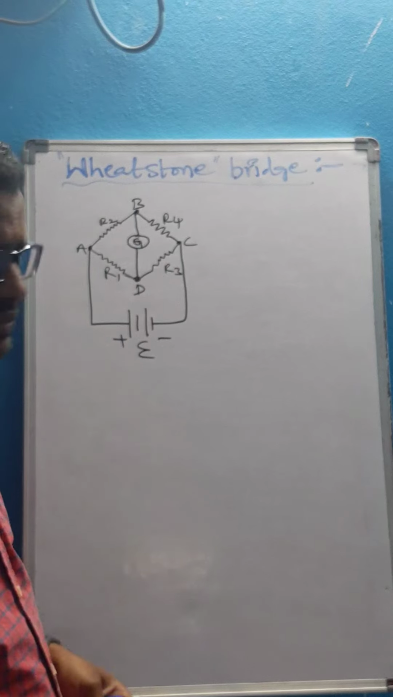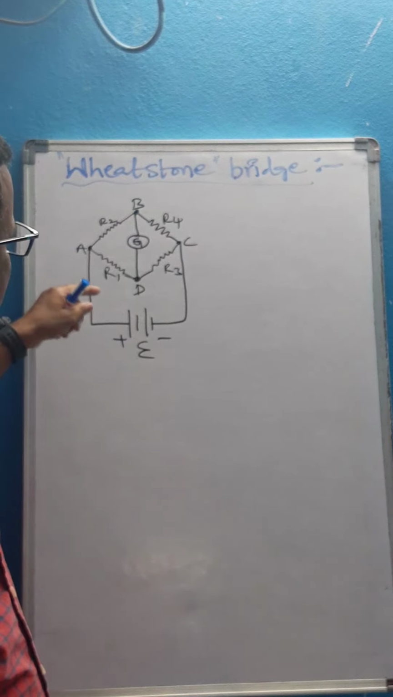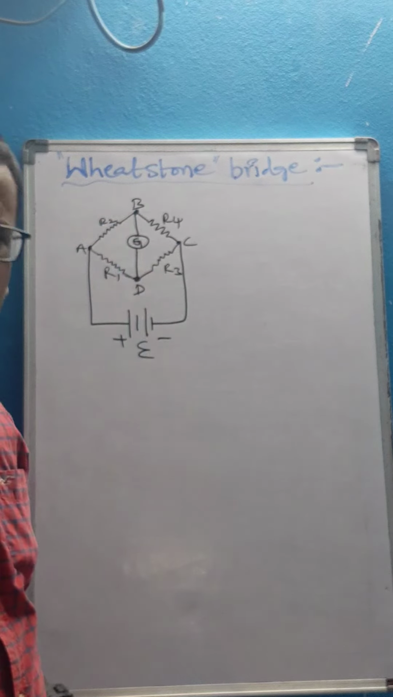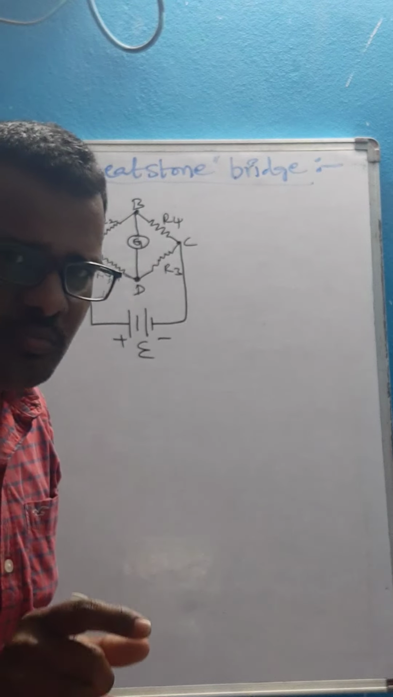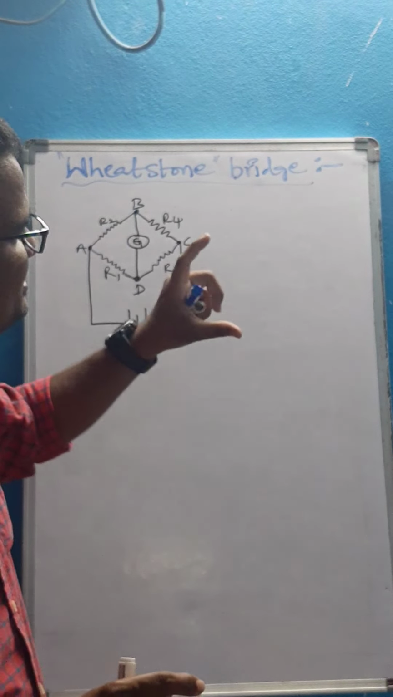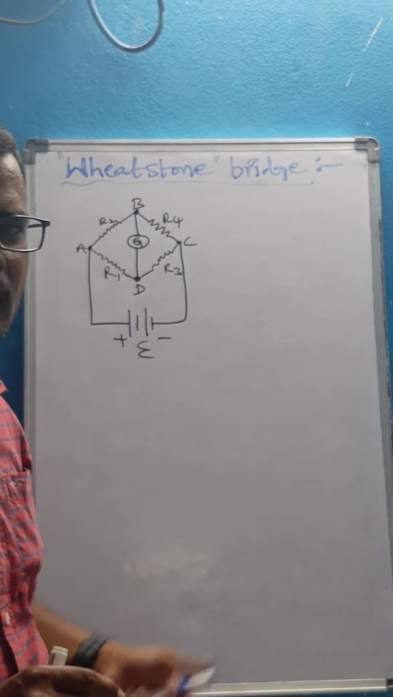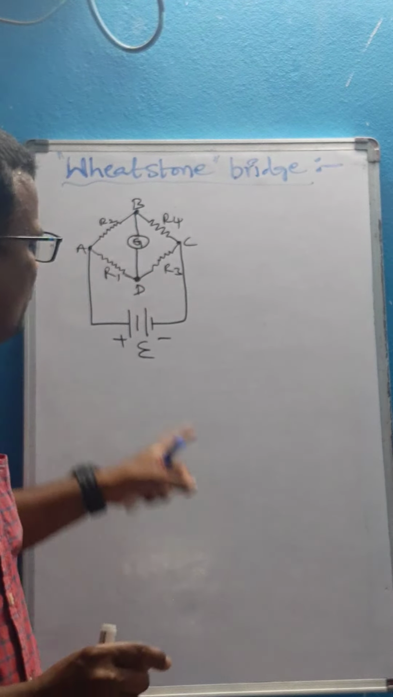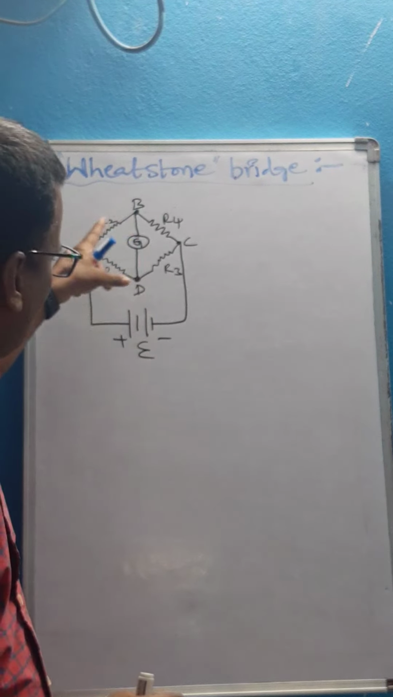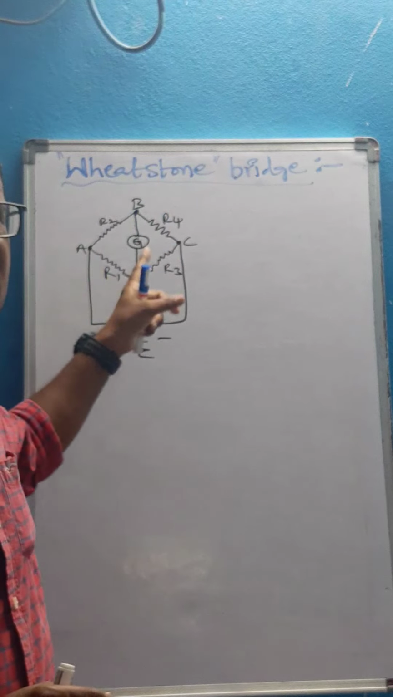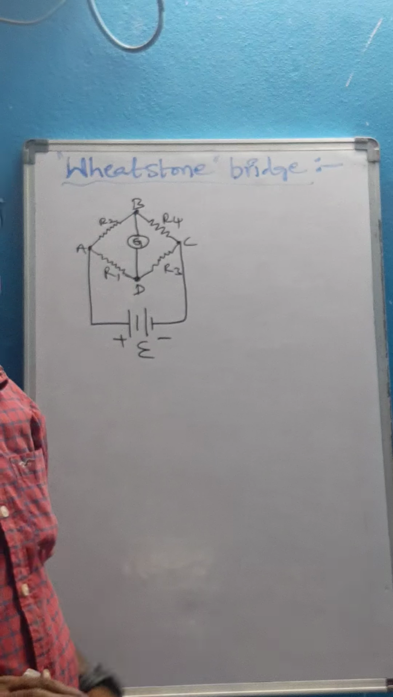So the Wheatstone bridge has 4 resistors R1, R2, R3, R4, and we can connect the galvanometer between the 2 opposite junction points B and D, and between the remaining opposite junction points A and C, we can connect the high resistance battery. Now this circuit looks like a bridge. That's why it is called a Wheatstone bridge.